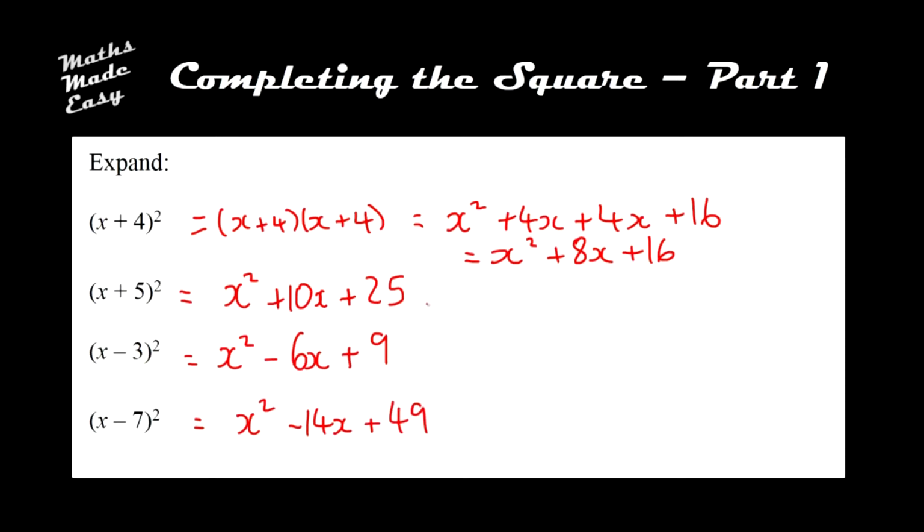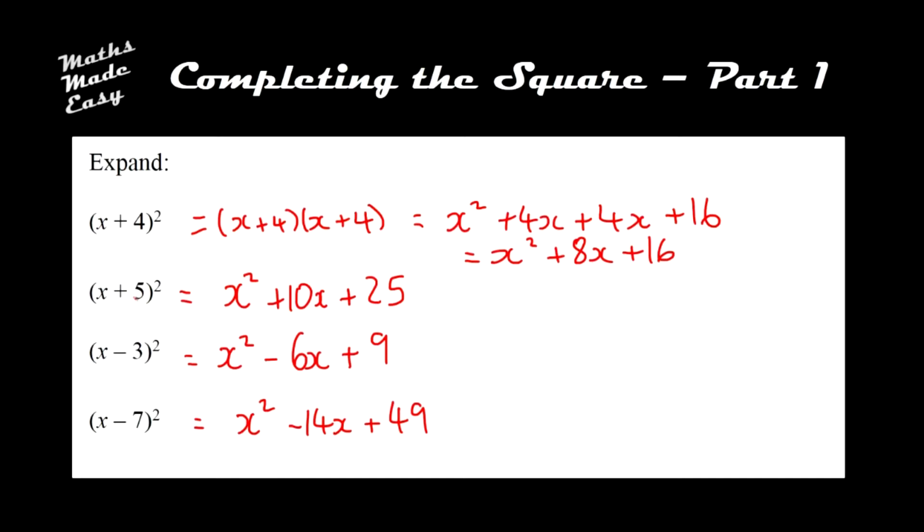Now, it should be quite easy to spot from looking at these that you can expand them really quickly. So if you look at this first one here with the 4, well, we know they're all going to start with x squared. The 8x comes from doubling the 4. So 2 times 4 is 8, we get 8x. And the 16 comes from multiplying 4 by itself, 4 squared. This rule applies to all of the brackets.